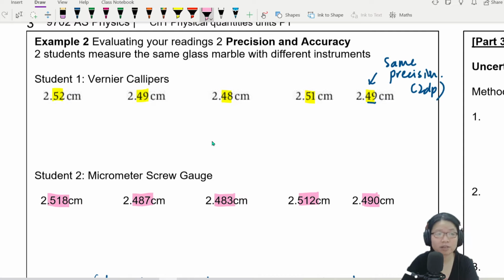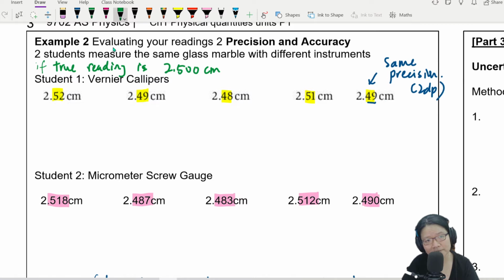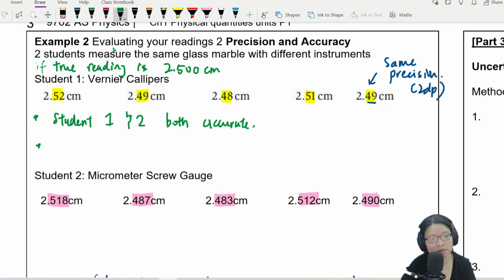What can you comment? Well, if the true reading is 2.5, then they are both accurate. Let's say, for example, the true reading of the marble is 2.500 cm, then they are both fairly accurate, very close to 2.50. But student 1 is less precise than student 2. So one comment: student 1 and 2, they are both accurate, but student 2 is more precise.